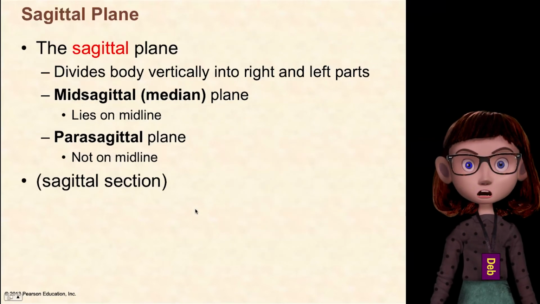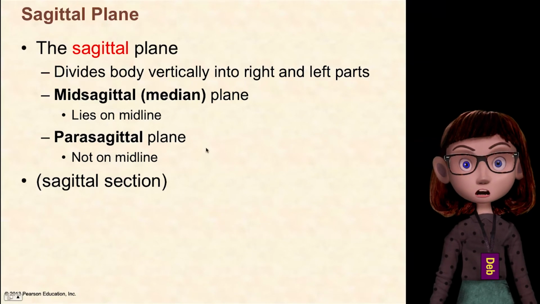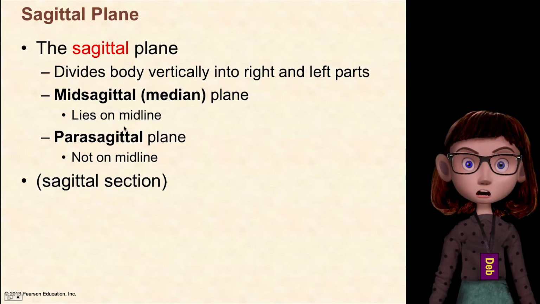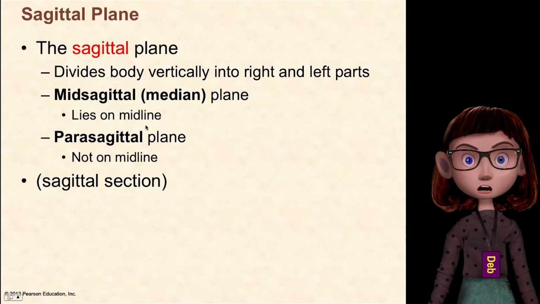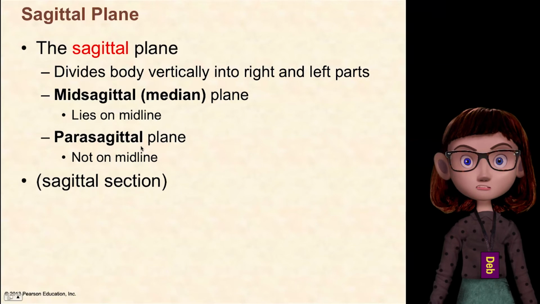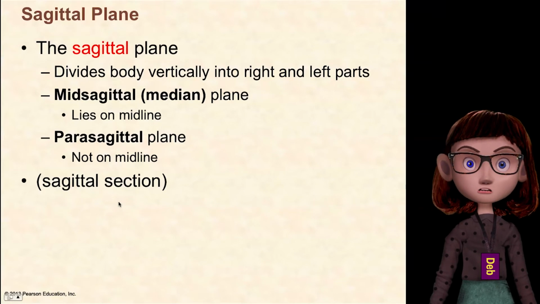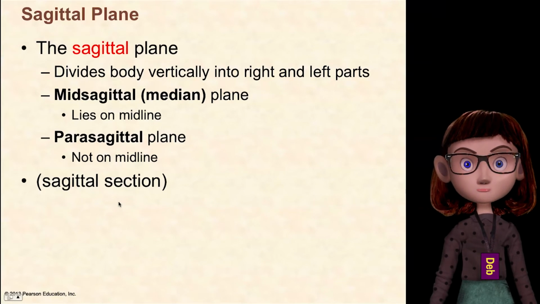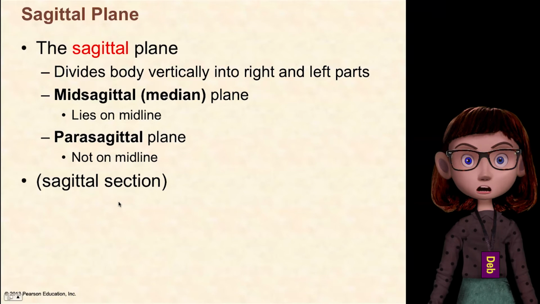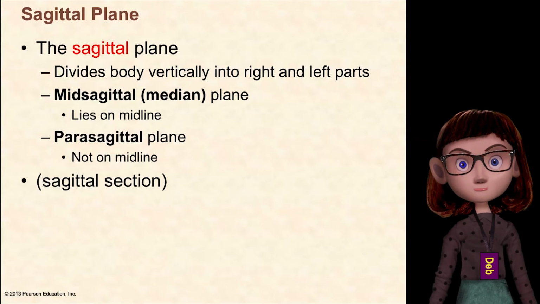The sagittal plane divides the body vertically into right and left parts. A mid-sagittal or median plane lies right on the midline and divides the body equally into a left half and a right half. A parasagittal plane would be somewhere lateral to the midline, either to the right or the left. And the sagittal plane would divide the body into sagittal sections.